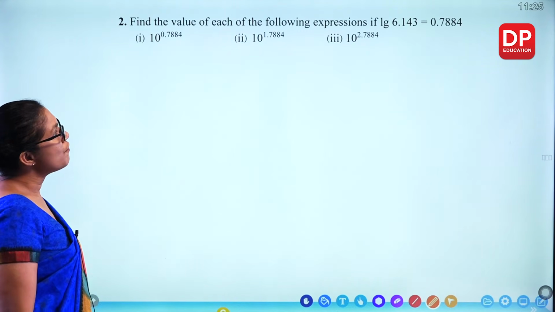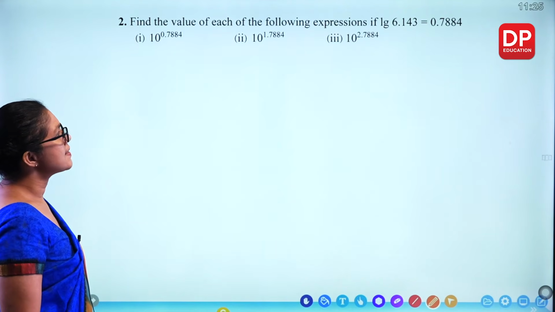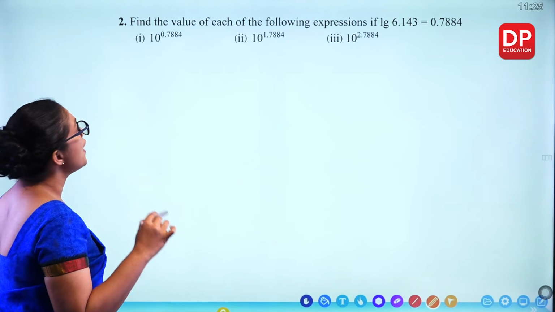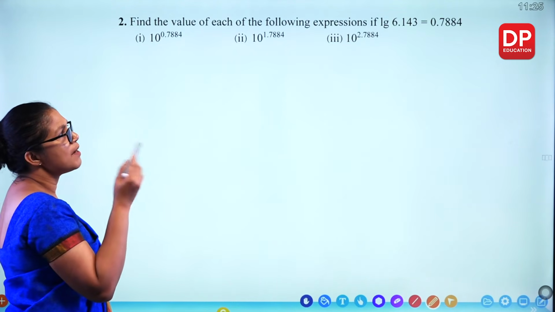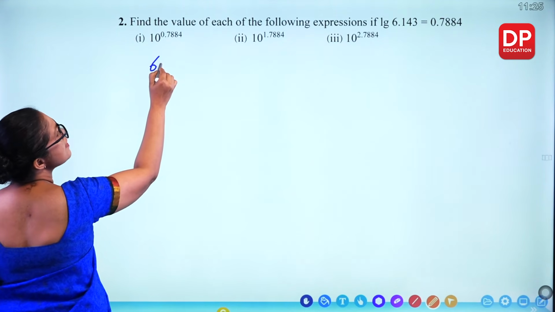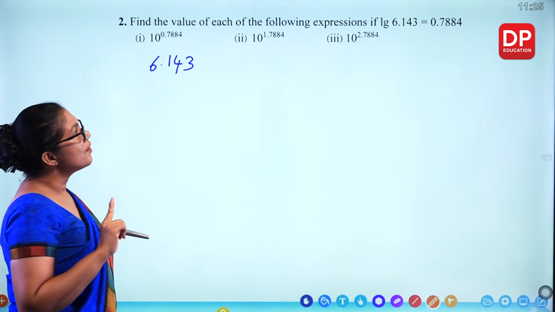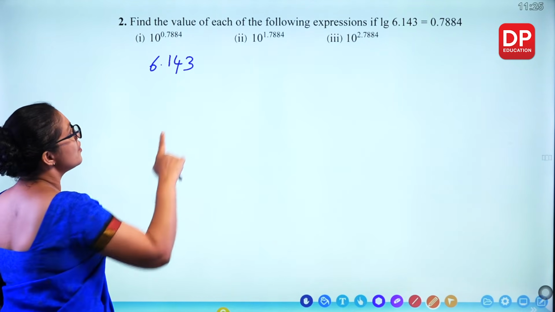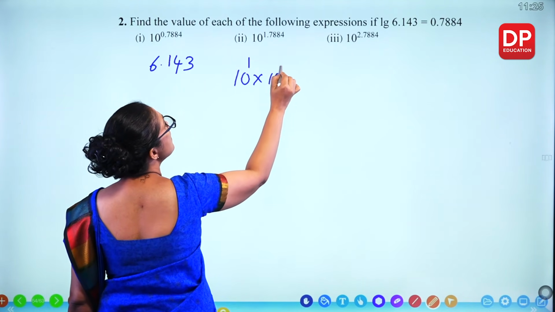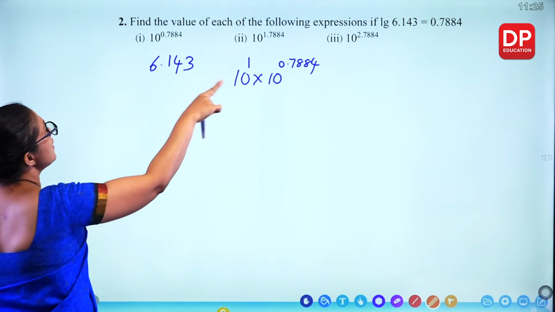Find the value of each of the following expressions if log 6.143 is this. So you have the log value given. Now you are asked to find 10 to the power 7884, same value. So what's 10 to the power this? You get 6.143. Now the characteristic is different now. You can write this one as 10 to the power 1 into 10 to the power 0.7884.